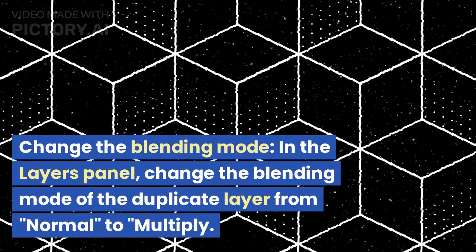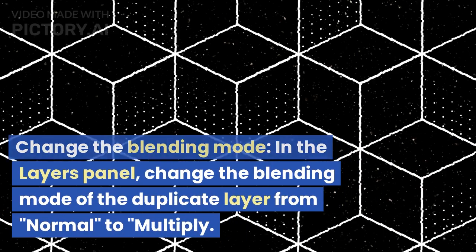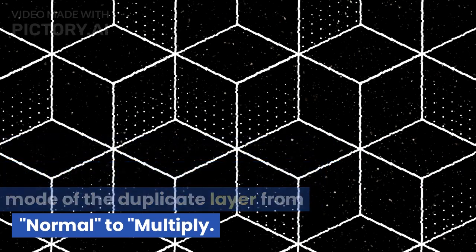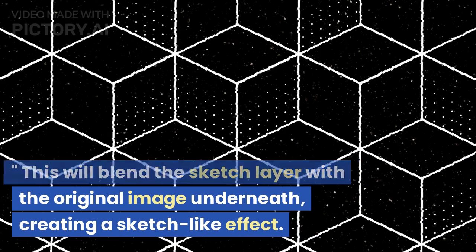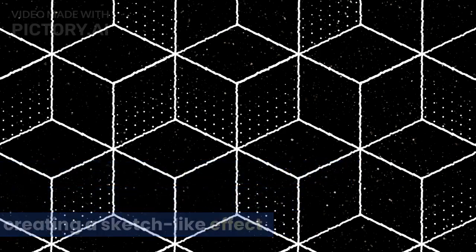Change the blending mode. In the Layers panel, change the blending mode of the duplicate layer from Normal to Multiply. This will blend the sketch layer with the original image underneath, creating a sketch-like effect.